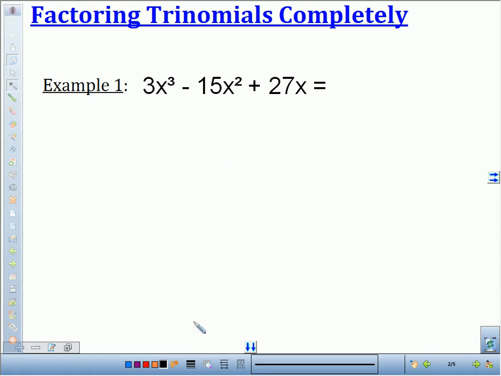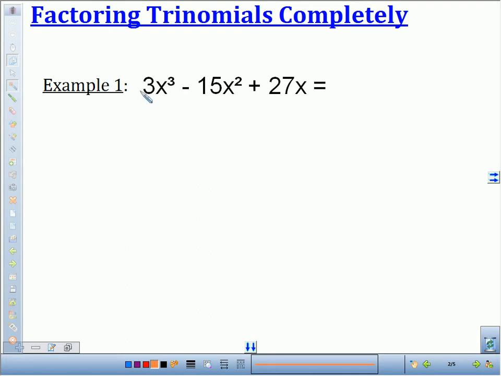So I want to start by looking at this example 1, and what I want to do is anytime I'm factoring a trinomial or a binomial or anything, the first thing I want to do is see if I can find a greatest common factor. I want to see if each term shares a greatest common factor. If they all share a common factor, I'm going to factor that out first. That will make the factoring that I have to do later easier, and it will be more accurate.